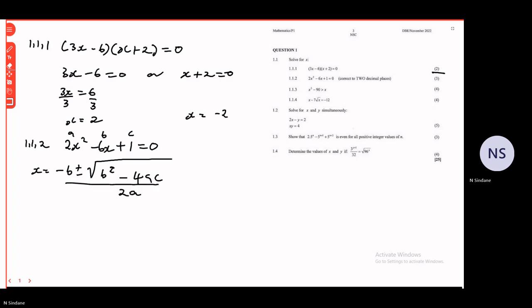Someone might ask, why do we choose to use the quadratic formula? This will always be your hint. Once they say correct to 2 decimal places, or leave your answer in surd form, you know you've got to use the quadratic formula.